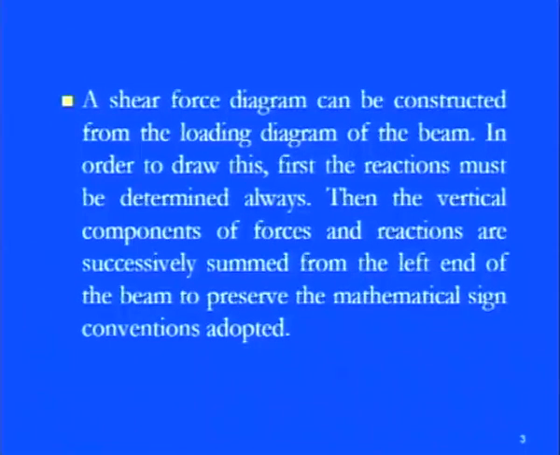Then you see the vertical components of the forces and reactions are successively summed from the left end of a beam to preserve the mathematical sign convention as adopted. Because we are cutting the section of a beam on the right as well as on the left end, we would like to see how the shear force varies. Once we know whether it is a positive or negative sign, we can easily sum up those forces with the corresponding sign convention, and then we can draw these shear force diagrams with the standard sign conventions.